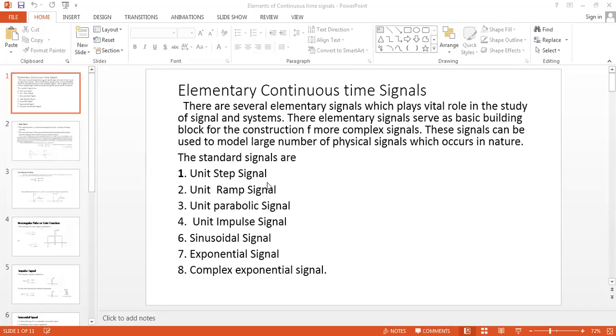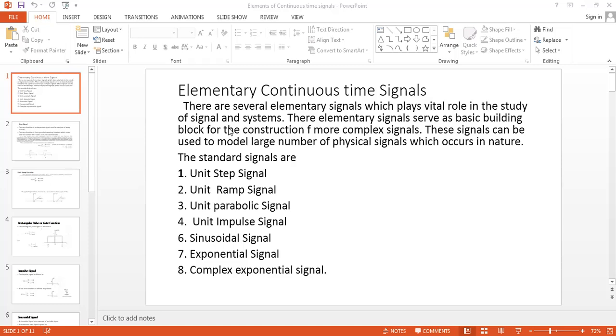Good morning. The next topic we are going to see is elementary continuous time signals. There are several elementary signals which play a vital role in the study of signals and systems. These elementary signals serve as basic building blocks for the construction of more complex signals. These signals may be used to model a large number of physical signals which occur in nature.